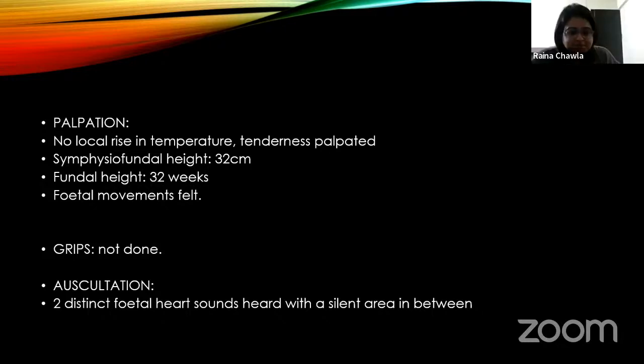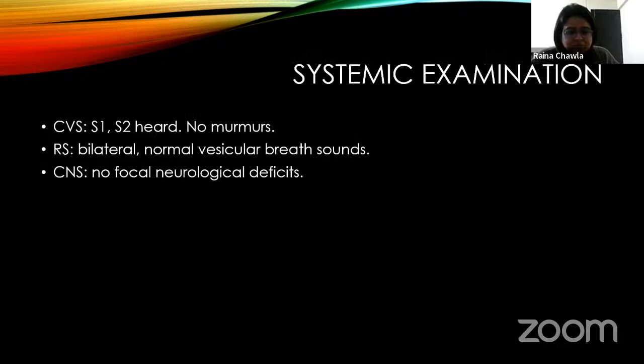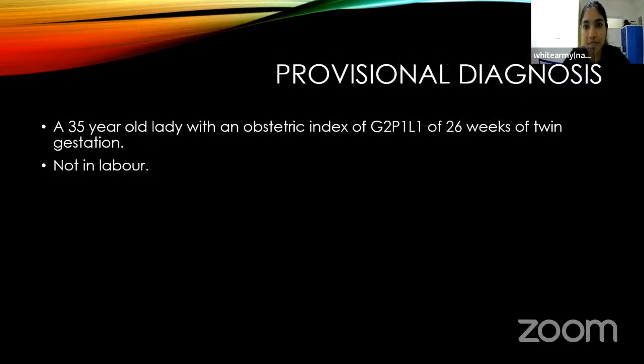Okay, what else? Systemic examination: CVS, S1 and S2 sounds are heard, no murmurs. RS, bilateral normal vesicular breath sounds heard. CNS, no focal neurological deficits. Provisional diagnosis: a 35-year-old lady with an obstetric score of G2P1L1 with 26 weeks of twin gestation, not in labor.